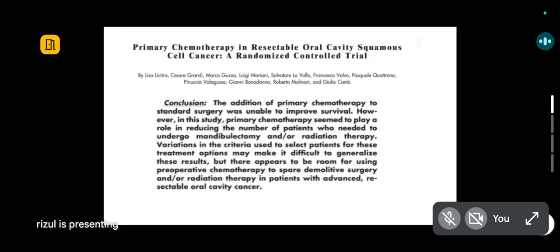So there were various trials to decide on the use of upfront chemotherapy. One trial, the Licitra trial, shows that by adding primary chemotherapy to standard surgery, we can improve the overall survival rate because it reduces the number of patients who need the surgical part or post-operative radiation therapy. But again, there were some limitations of this study, so it was not so much highlighted.